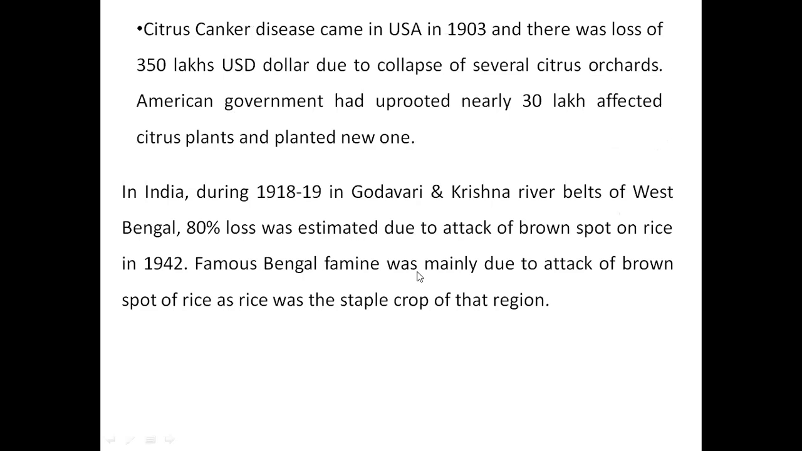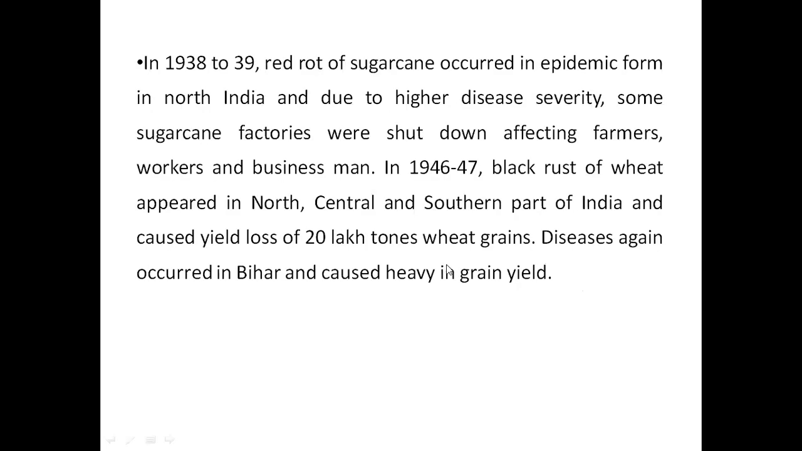Similarly, if we talk about citrus canker, the disease came to the USA in 1903, and there was a loss of 350 lakh US dollars due to the collapse of several citrus orchards. We can also mention the importance of the disease in India: during 1918 and 19, 80% loss was recorded due to attack of brown spot of rice, which led in 1952 to the famous Bengal famine. Then in 1938 and 39, the red rot of sugarcane appeared in epidemic form in North India, and due to this disease, several sugarcane factories were shut down.